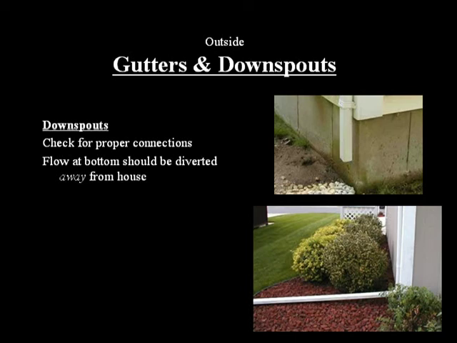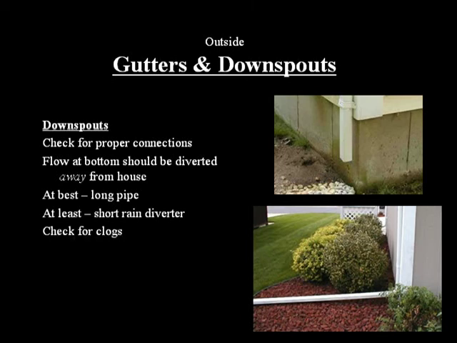The best way to divert water is by a long pipe as shown in the bottom picture. At least you should have a short rain diverter pan. Also, check the diverter pipe for any clogs and make sure it is not directed uphill, otherwise it's useless. And finally, as a general rule of thumb, there should be one downspout for every 30 feet of guttering.